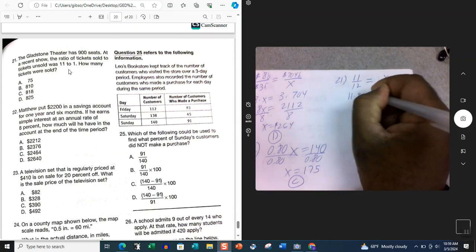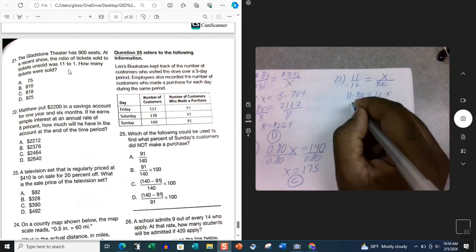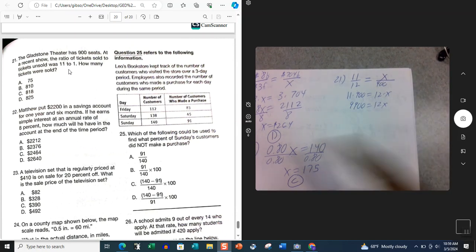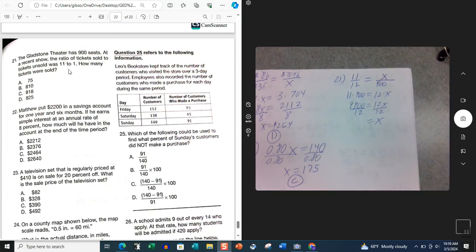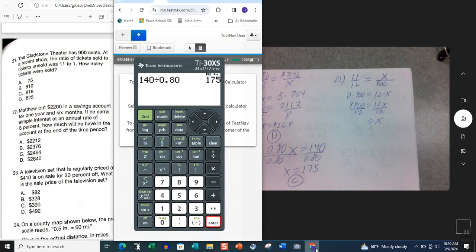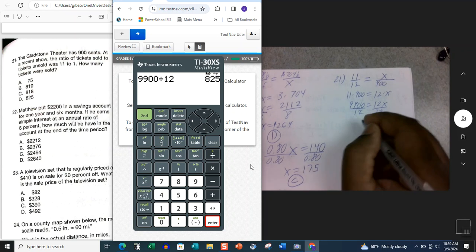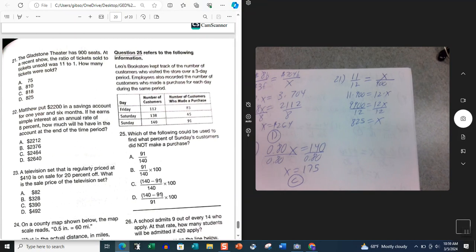We have 11 times 900 equals 12 times x. 11 times 900 will be 9,900 is equal to 12x. We divide each side by 12. So we'll put this in our calculator, we'll take 9,900 divided by 12, and that gives us 825. So it's 825 tickets that were sold out of 900. So that would be D.